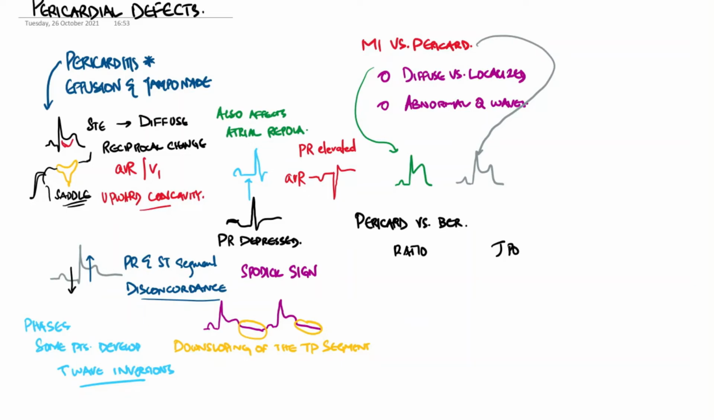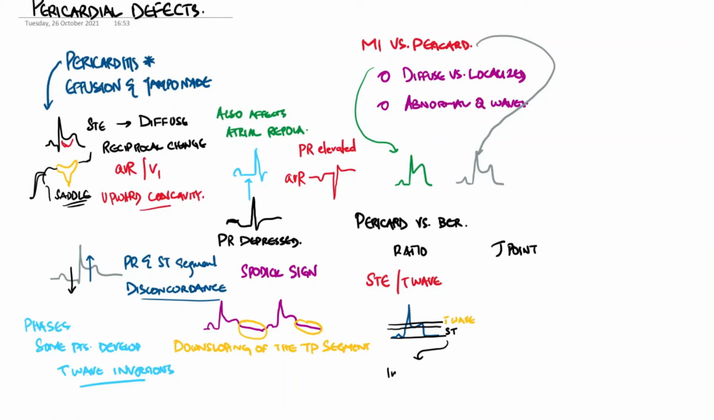Let's talk about pericarditis versus benign early repolarization. There is a formula that you can use for this. It's ST segment elevation divided by the T-wave amplitude, and is calculated in a similar fashion as shown here. So you take the number of small boxes of the ST segment, the number of small boxes of the T-wave amplitude, and then you calculate the ratio.